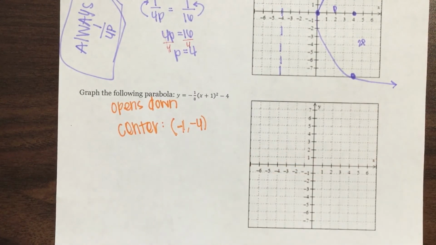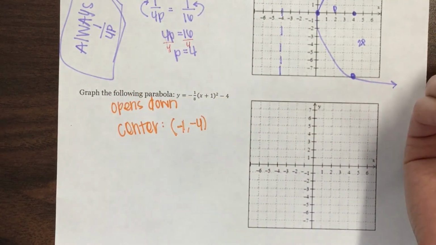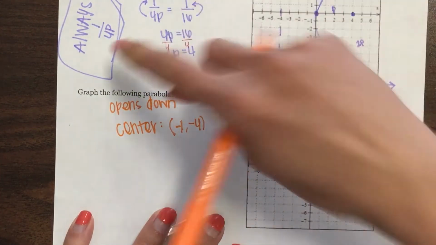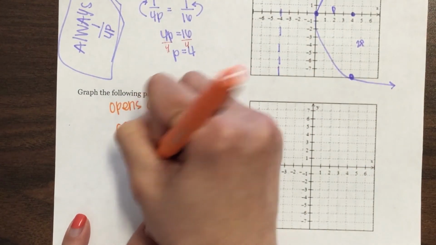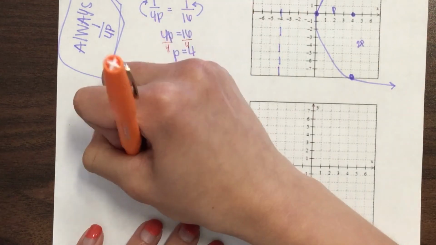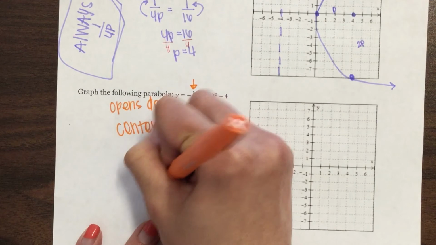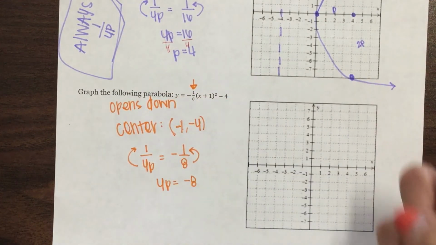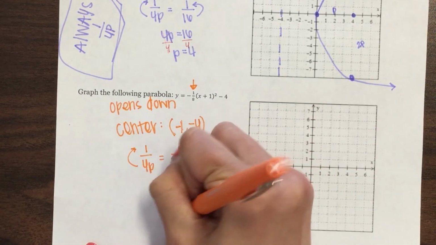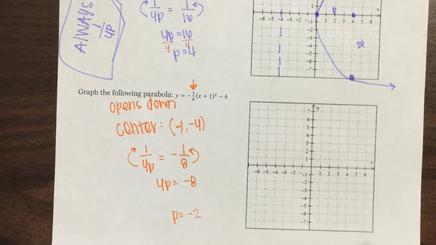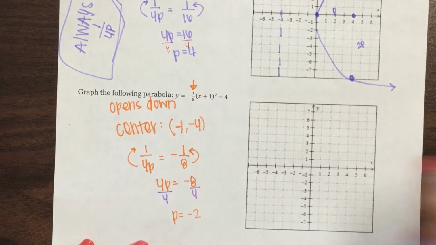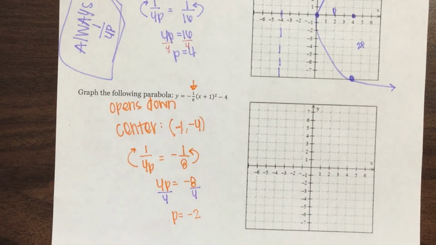And then I just have to find my p-value, which I was trying to do before, and I backed up. Now we're really going to do it. We're going to set this number right here equal to 1 over 4p. So 1 over 4p equals -1/8. And then we can just flip both these fractions. So you get 4p equals -8. That negative has to stay there. You can't just get rid of it. And then to solve for p, p equals -2. If you can't see what step I skipped, you divide by 4. And that will give you that p equals -2.